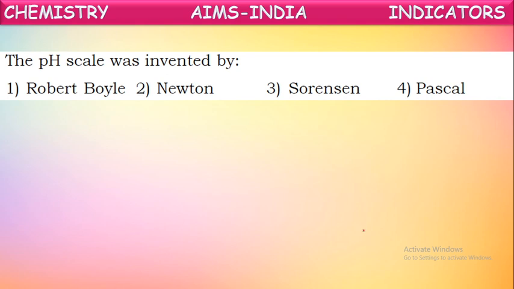The pH scale is generally used to identify the nature of a substance based upon the hydrogen ion concentration present in it. Its nature can be identified by using this pH scale, or by using some universal indicator also, so that its nature can be identified. This pH scale was invented by Sorensen. Sorensen invented this pH scale.